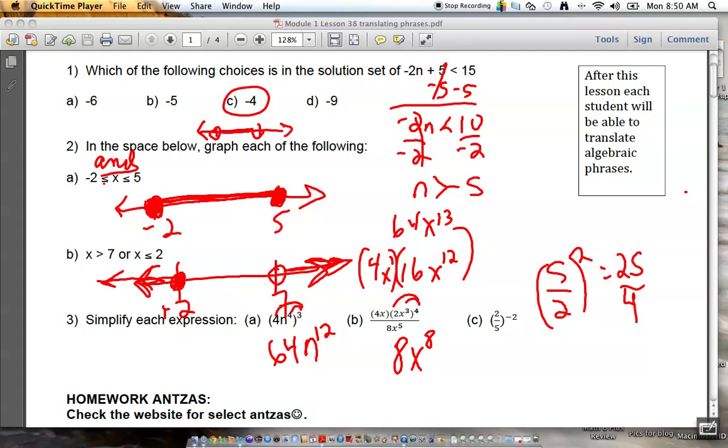Why do you switch it around? You mean take the reciprocal? Because of the negative exponent. We went over that. Like if I do x to the 3 over x to the 5, that's x to the negative 2. But if I look at it this way, if I divide, I get 1 over x squared. So the negative puts it in the bottom. Okay? Yes?